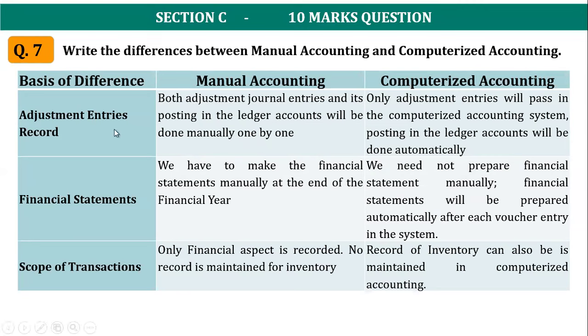Apart from that one, adjustment entries and all, for each and everything you have to do manually, whereas if you change one here, automatically it will reflect in all situations. Financial statement: we have to make a financial statement manually at the end of the financial year, whereas here it will prepare automatically. Once you pass the entry or enter a transaction, automatically it will show you the financial statement of that particular time. Even the transactions you have recorded, only that it will present, but it is maintained with the help of computerized accounting.